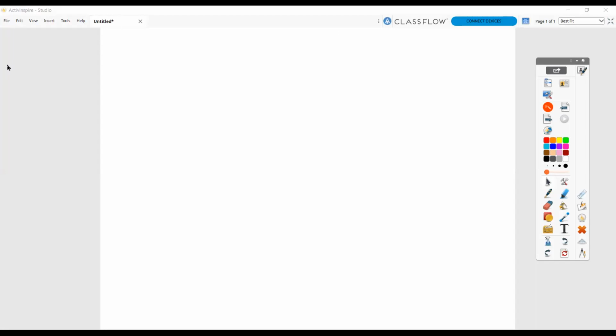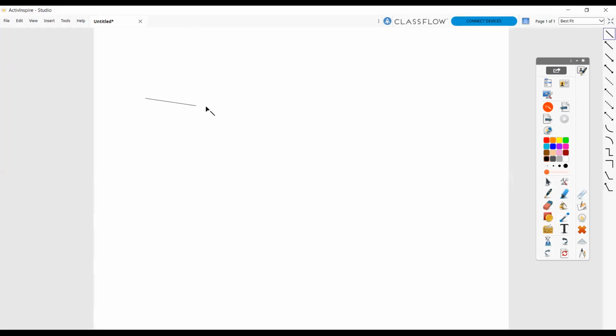Okay, so first of all I'm just starting the bisection of line. For that we need one line. I'm just making the line of random length. Okay, the length is random over here. Here it is the line.